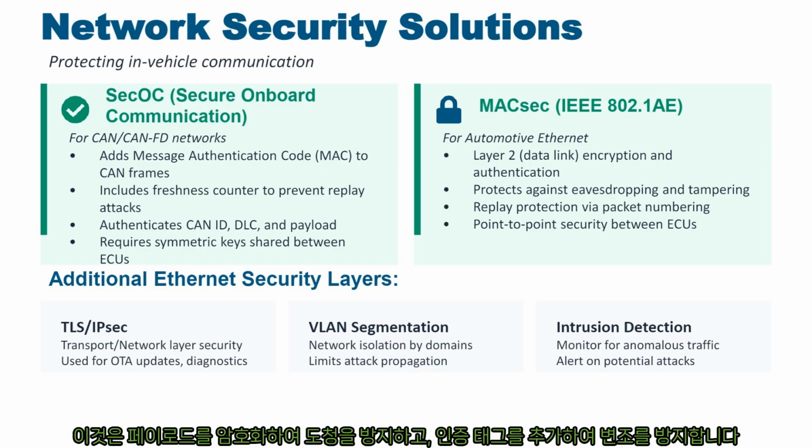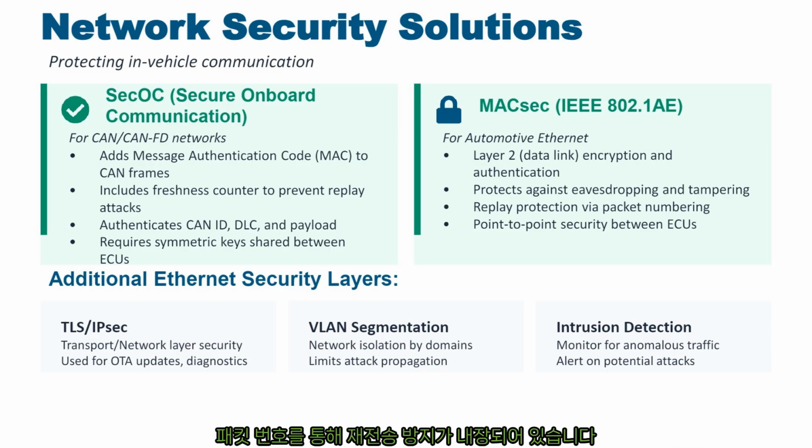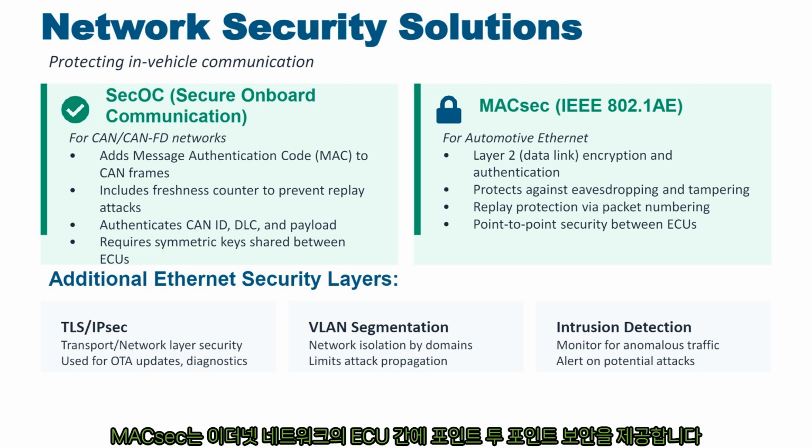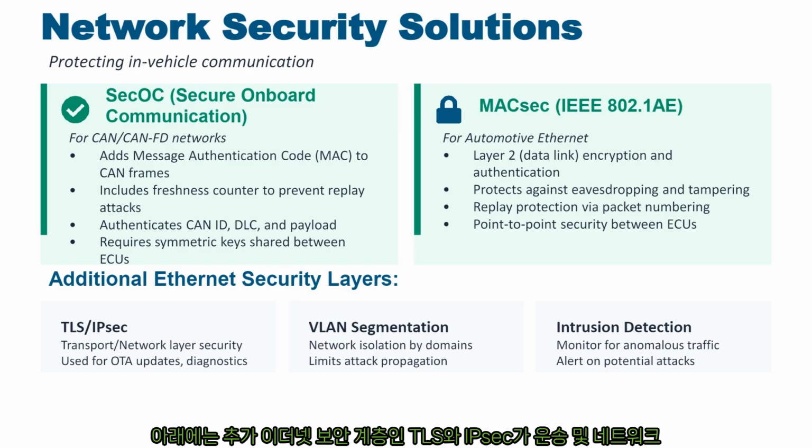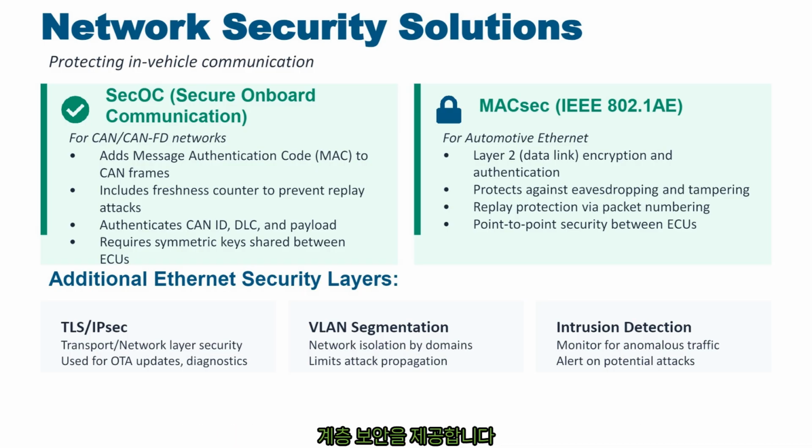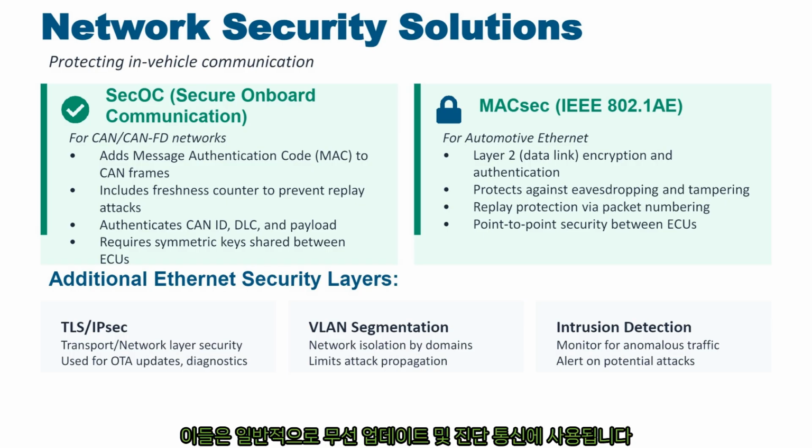It protects against eavesdropping by encrypting the payload and against tampering by adding authentication tags. Replay protection is built in through packet numbering. Old packets are automatically rejected. MACsec provides point-to-point security between ECUs on the Ethernet network. Below, we have additional Ethernet security layers. TLS and IPsec provide transport and network layer security. These are commonly used for over-the-air updates and diagnostic communications.